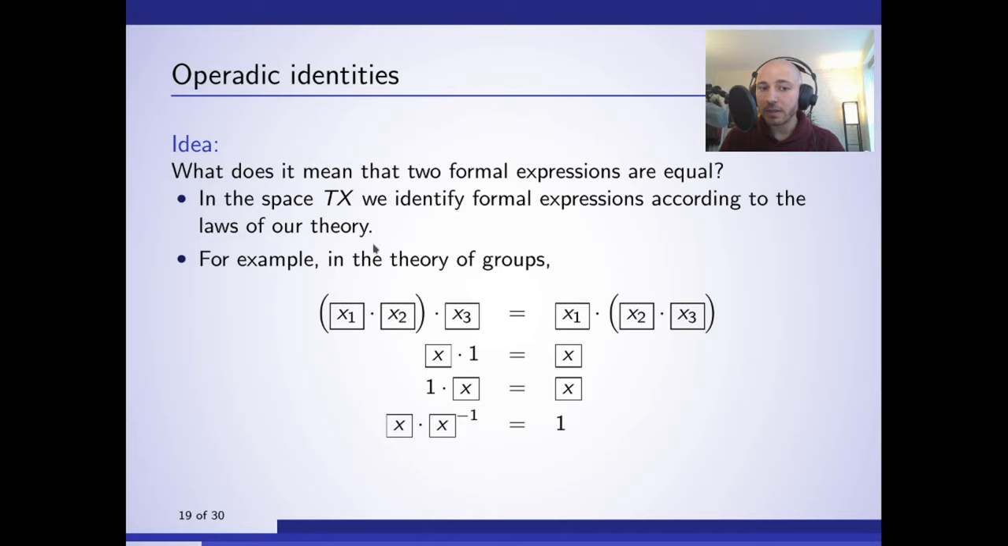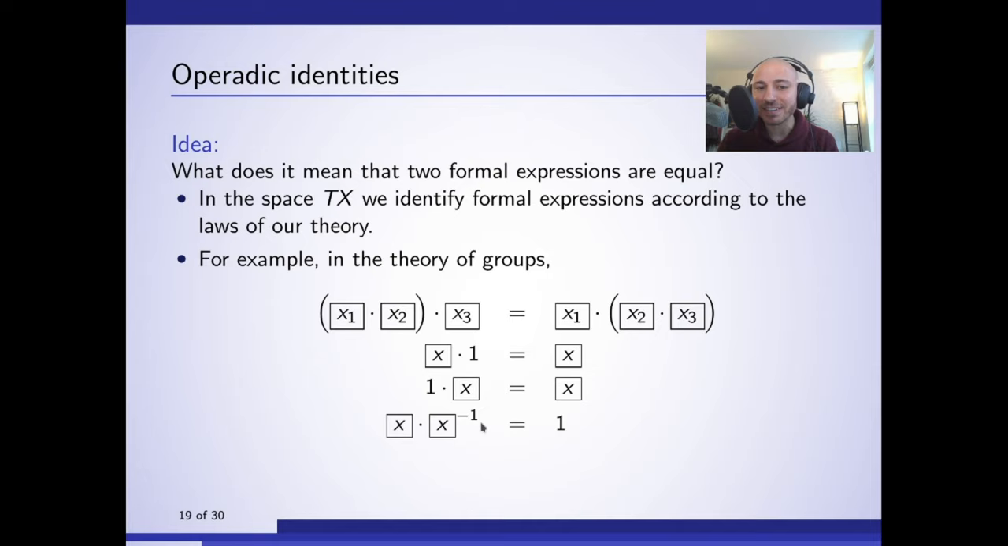Take the theory of groups. In the theory of groups, associativity tells us that the thing on the left is equal to the thing on the right. Or, of course, you could just write triple multiplications. Also, that x times 1 is the same as x, and 1 times x, and also that x times x to the minus 1 is 1. Now, clearly, on the nose, the stuff on the left is not the same as the stuff on the right. If it were, there would be no algebra, right? We would be doing nothing when we solved something.